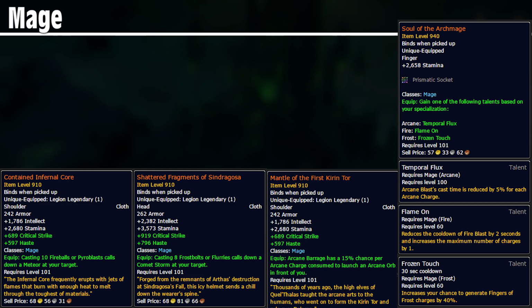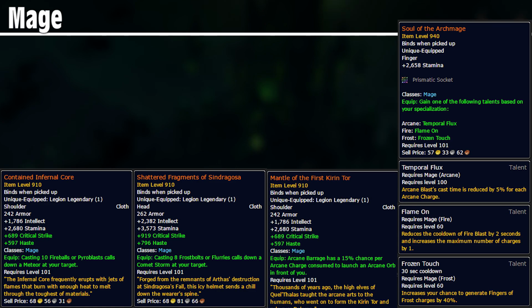The Shattered Fragments of Sindragosa basically act the same way as the fire-based legendary. In this case, casting 8 Frostbolts or Flurries will call down a Comet Storm on whatever your current target is. The Mantle of the First Kirin Tor also goes onto your shoulders, and it makes it so that your Arcane Barrage has a 15% chance per arcane charge that you spend to launch an arcane orb in front of you.